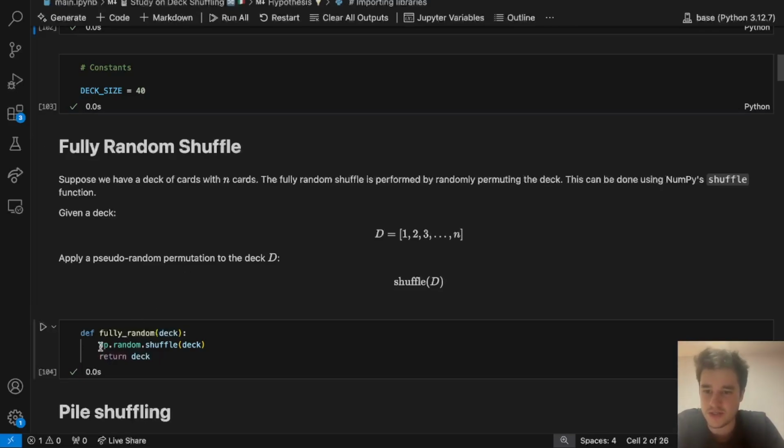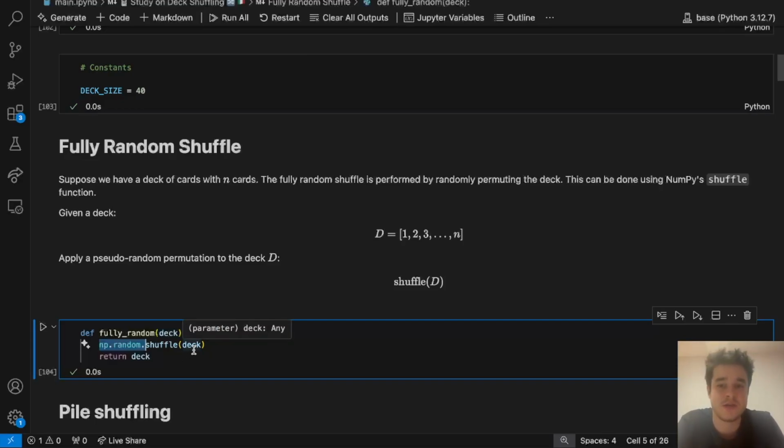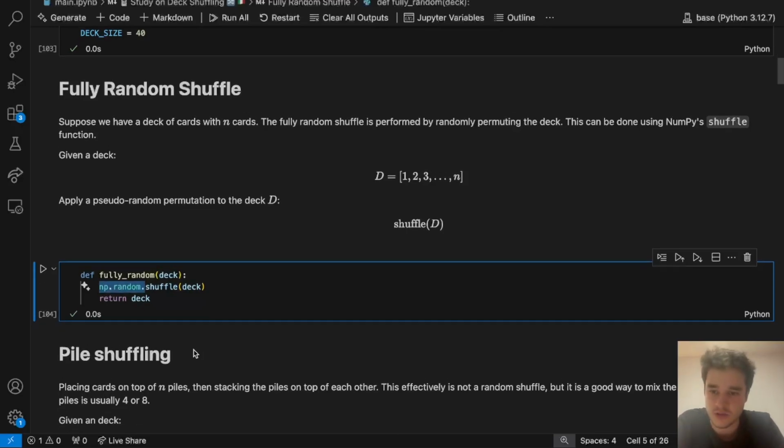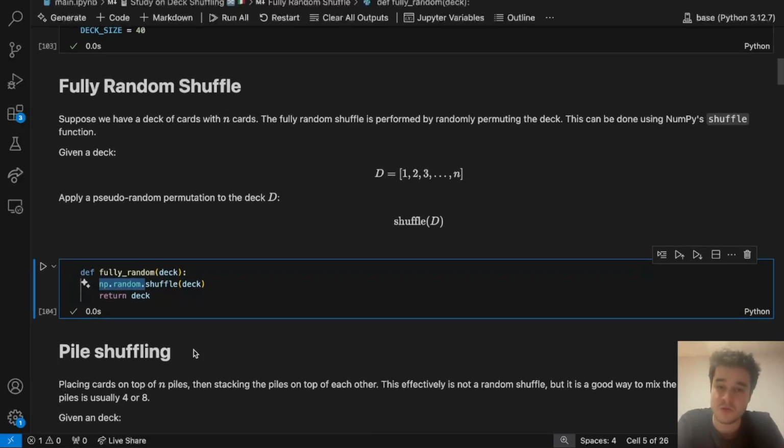So fully random shuffle would be shuffling the deck by a computer. This NP is a module that introduces some randomness, and then we use the shuffle method to shuffle the deck. If we could execute this on your opponent's deck and on your deck prior to the match and get the shuffled deck we want, this would be the best way to do it. Now, of course, this is not possible, but we'll use this as a benchmark for randomness.